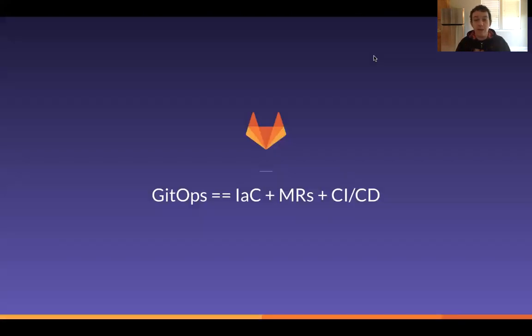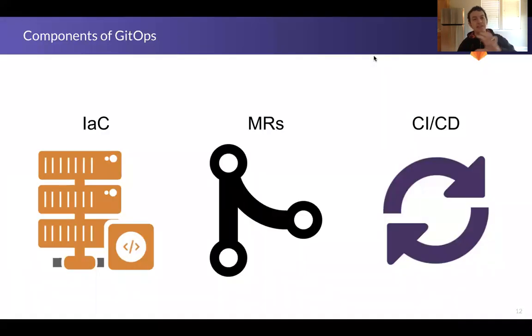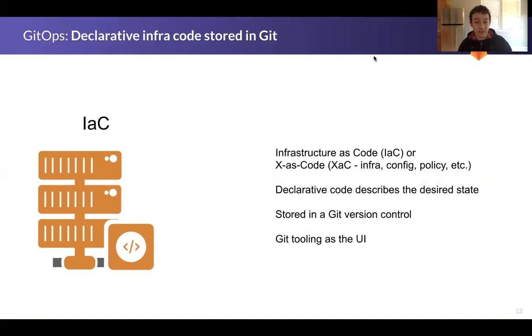A formula for thinking about GitOps is that it encompasses these three components. GitOps is going to equal infrastructure as code, storing your infrastructure in declarative code stored in a Git repository. We are going to be using merge requests as our agent of change. And we're going to be using CI/CD automation in order to do a reconciliation loop so that our infrastructure is always up to date with the correct state. So these are the three components, and we'll break them down one at a time. Infrastructure as code, merge request as a change agent, and our automation reconciliation loop.